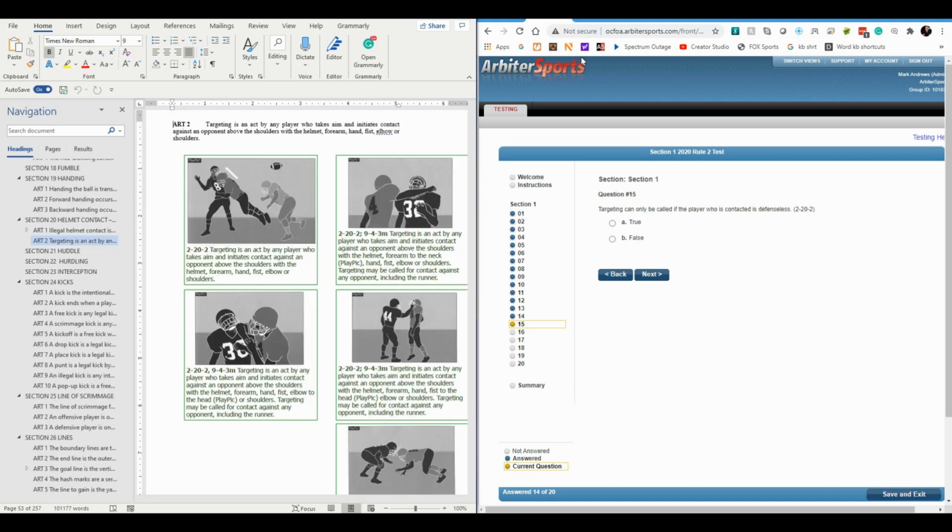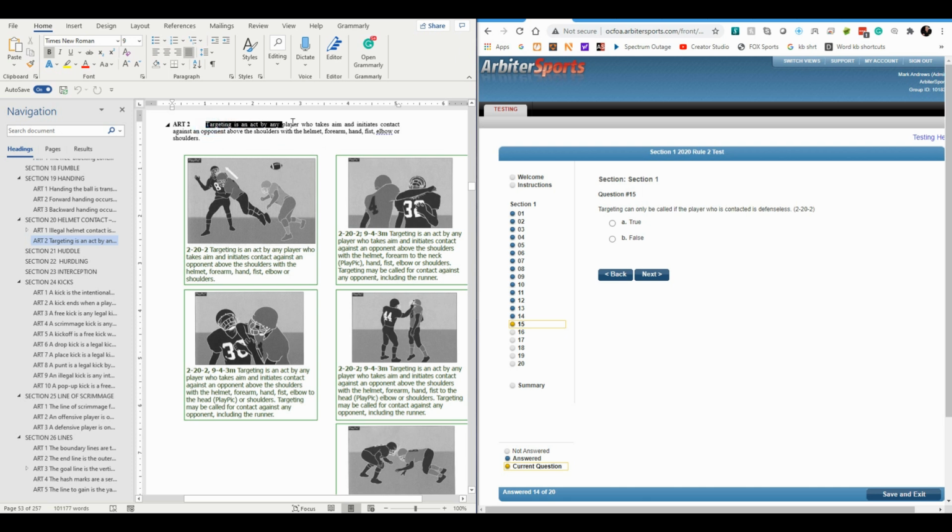Question number 15. Targeting can only be called if the player who is contacted is defenseless. Well, this is one near and dear to my heart. As you guys know, I've been preaching targeting, and we have videos on what targeting is. The rule reference is 2-20-2.